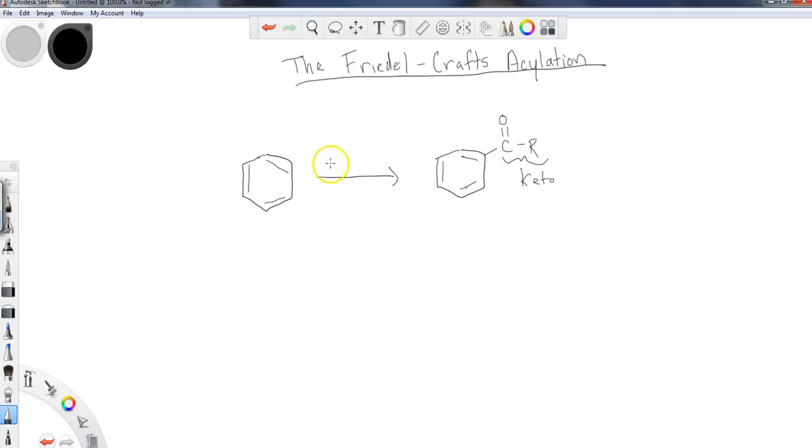And this is accomplished in a somewhat similar fashion to the alkylation. What we're going to use is R, and R can be whatever carbon group you want there. But we're going to use this functional group right here. This is something that you may recall back when you were starting out in terms of functional groups. This is an acid chloride. It is a type of carboxylic derivative.